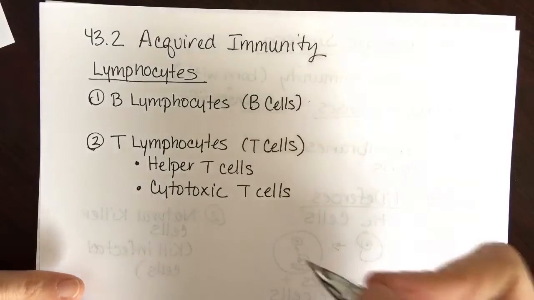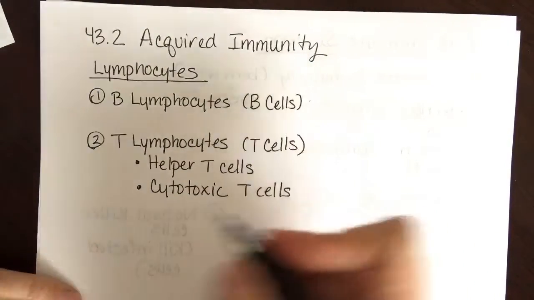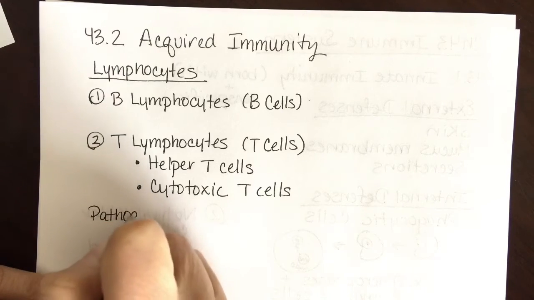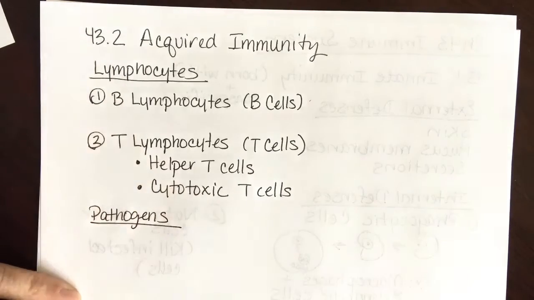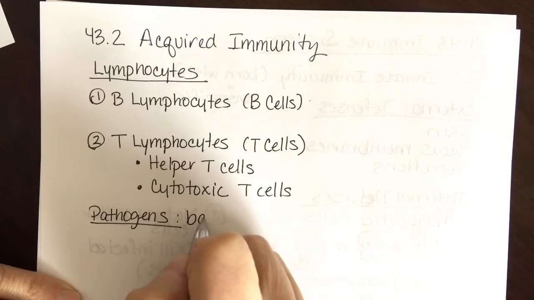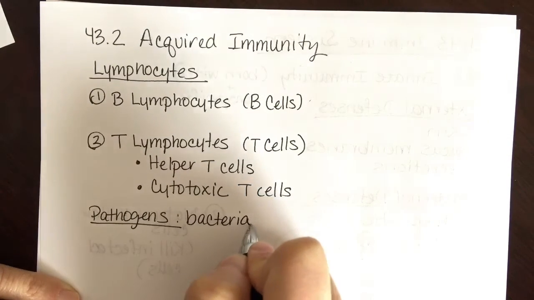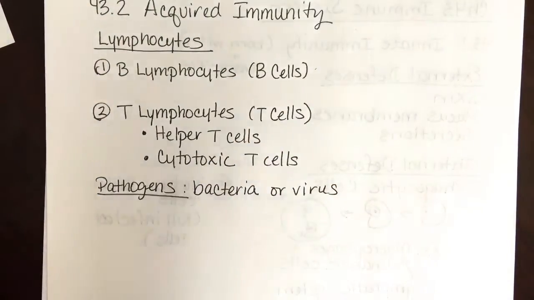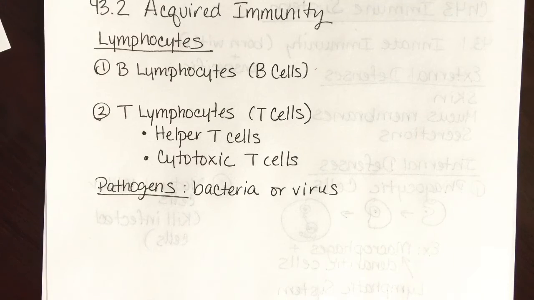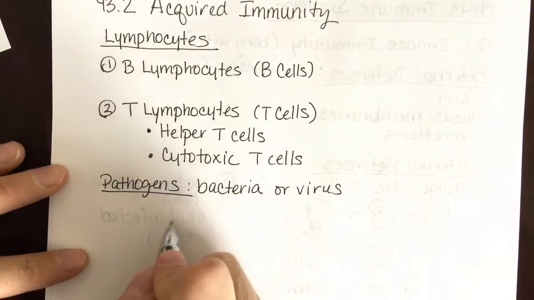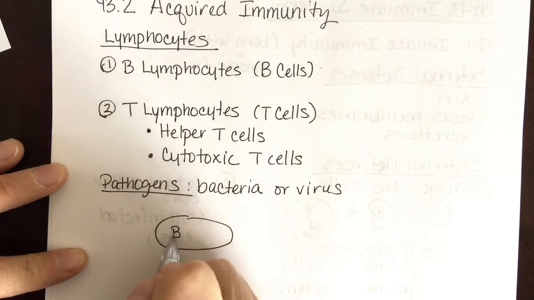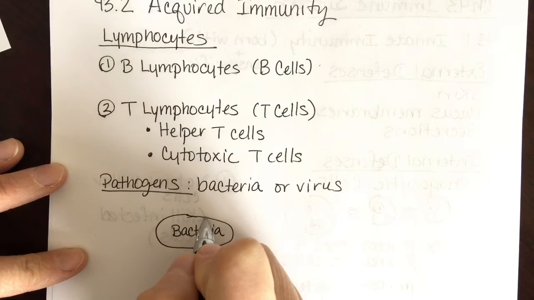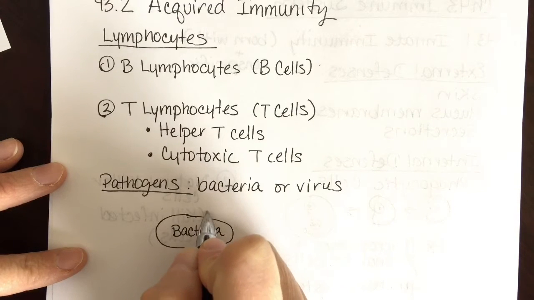And remember that these guys are going to fight an infection against a pathogen. And pathogens, remember, these are bacteria or viruses, and what is it on the surface that we actually recognize as being foreign? If you remember that a bacteria, if this is a bacteria, the bacteria on the surface of the cell membrane has an antigen.